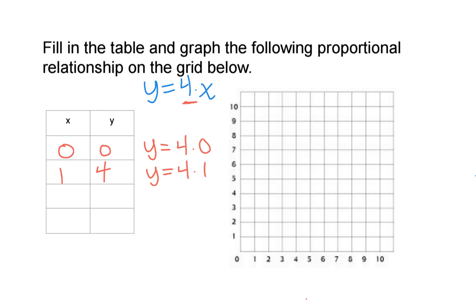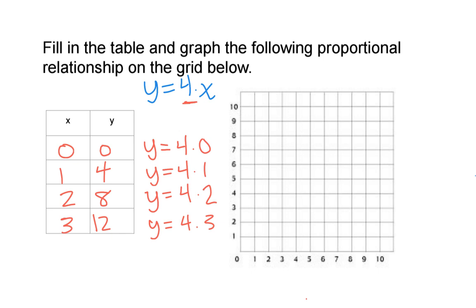The next x value that we'll choose is going to be 2 for this one. So it's going to be y equals 4 times, and I'm replacing the x in the original equation with 2. Well, 4 times 2 is 8. So my ordered pair would be 2, 8. And just for sake of consistency, we'll just choose 3 for the next x value. So it's going to be y equals 4 times 3. 4 times 3 is 12. So my ordered pair when I go to graph that is going to be 3, 12.